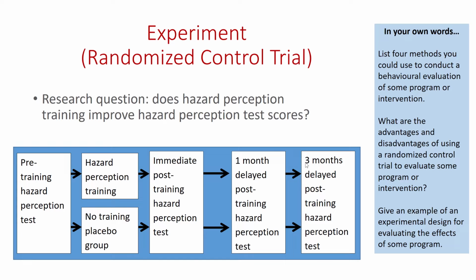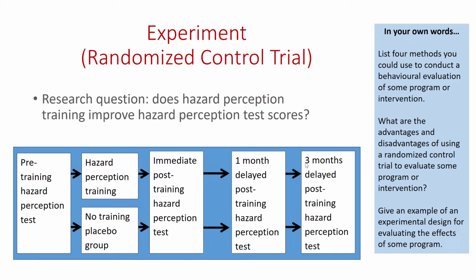The idea is that with the data from an experiment like this, if we can show that people who've received the training improve, then we can be very certain of the causation. We know that it's the training that's caused that improvement rather than some other effect.